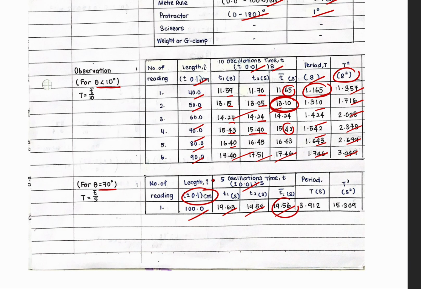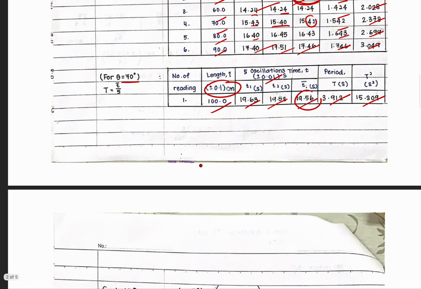Sebab yang ini is time taken for 5 oscillation sahaja. So kita bahagi 5 lah supaya kita dapat time untuk 1 oscillation. Okay, so that is untuk your table of observation. Make sure everything is standardized. Make sure apa yang 2 decimal place tu wajib 2 decimal place, apa yang 3 semua 3. Okay, so that's for your table.